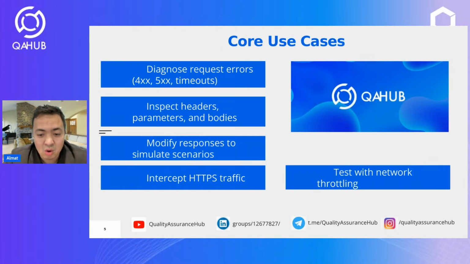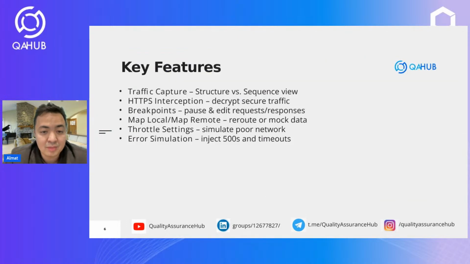So here are the core use cases of using Charles. We can diagnose request errors like 400 or 500 and timeouts, and inspect the headers, parameters, and response bodies. We can modify responses to simulate scenarios without waiting on backend updates. That's very useful. We can intercept HTTPS traffic securely, then simulate different network conditions, like I said, throttling, maybe some timeouts, and so on and so on.